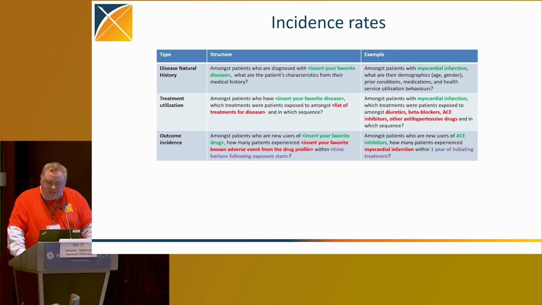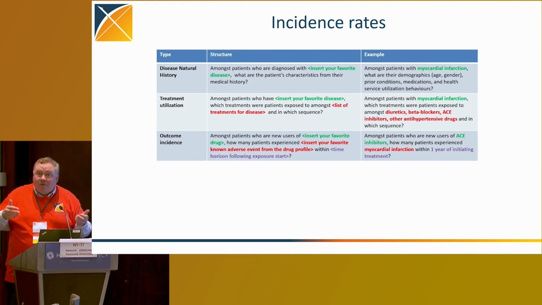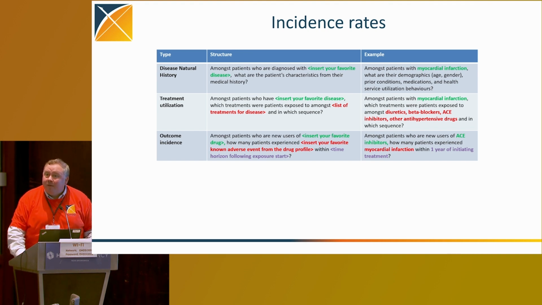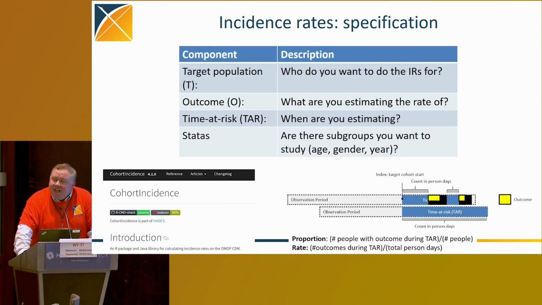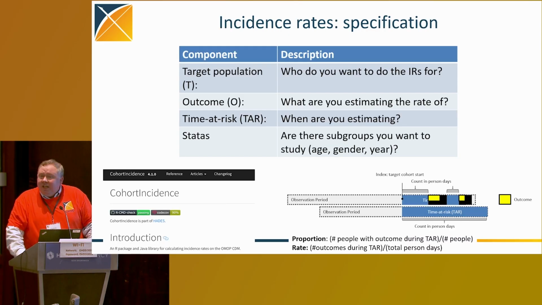Another use case we have is incidence rates. So you can think of like amongst new users of a treatment, how often do they go on to experience some outcome within some time horizon? To define an incidence rate analysis, you basically need to specify your target population. So that's your cohort of people at risk. You need to specify your outcome. So those are like the events you're trying to actually estimate the risk of.